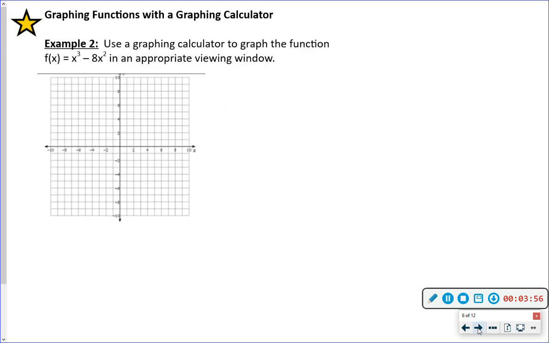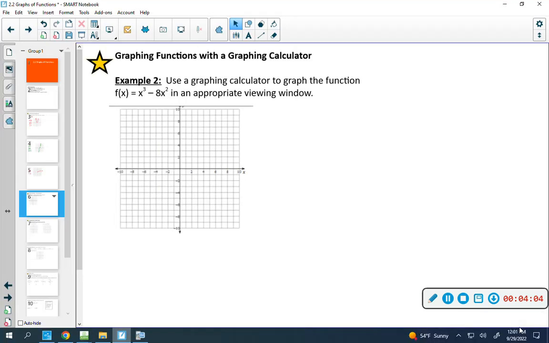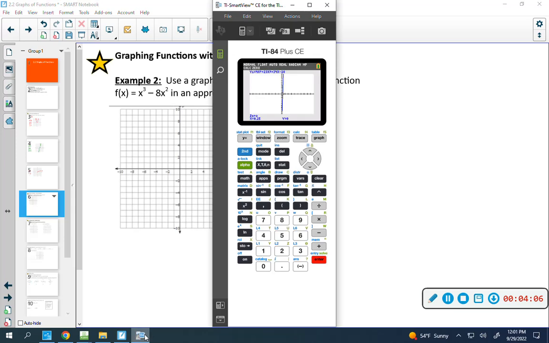Now, we want to be able to graph, of course, on our graphing calculator too. So let's take a look at this guy. Use a graphing calculator to graph the function in an appropriate viewing window. Ooh, okay. Well, let's start with getting this in our y equals menu. I'm going to clear this out. X cubed minus 8x squared. Now, don't forget, your standard viewing window is the 10 by 10. Obviously, I've been using my calculator for other classes, so I'm just going to hit a quick zoom 6. Always puts you in your normal standard 10 by 10.